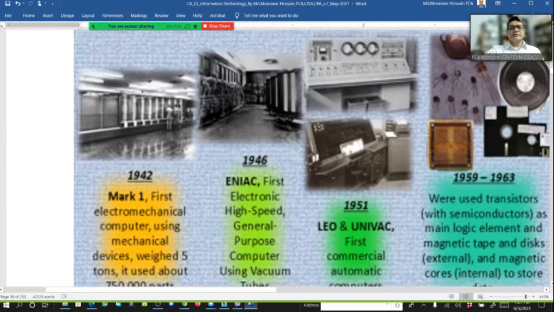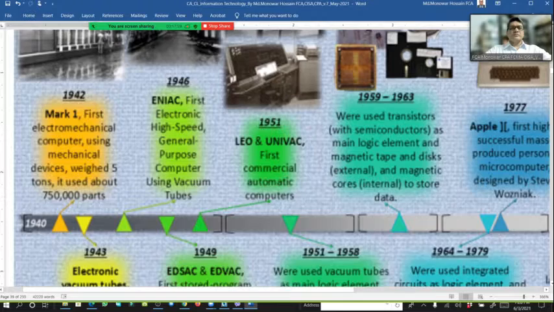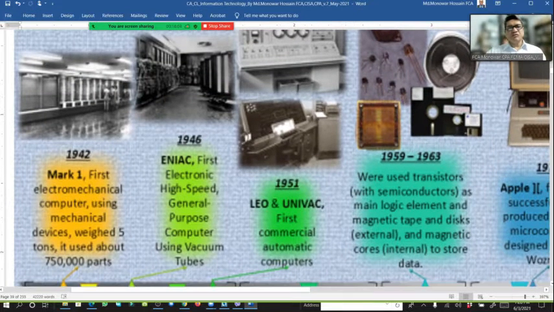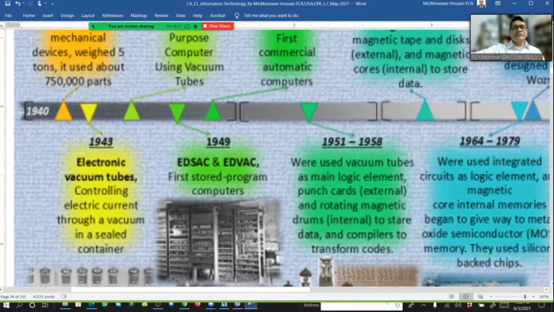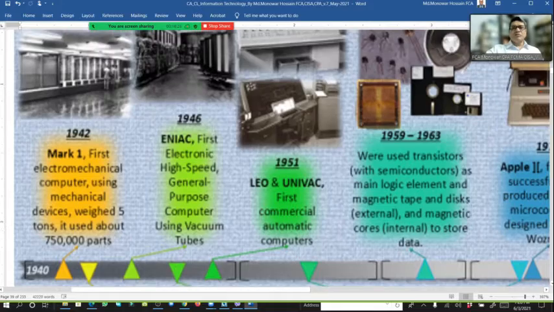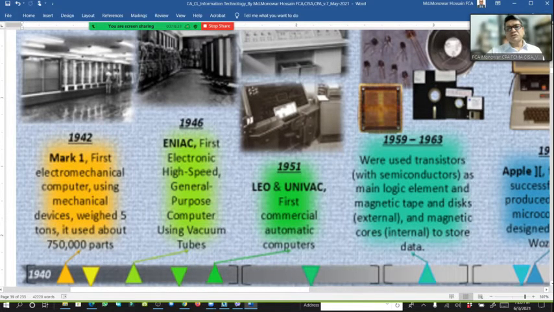1946 is ENIAC. This is the picture of ENIAC, the big first electronic high-speed general purpose computer using vacuum tubes. In 1949, two machines, EDSAC and EDVAC, the first stored program computers. This is the picture of the first stored program computers. In 1951 came UNIVAC and LEO, the first commercial automatic computers.